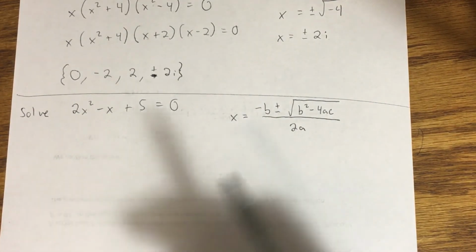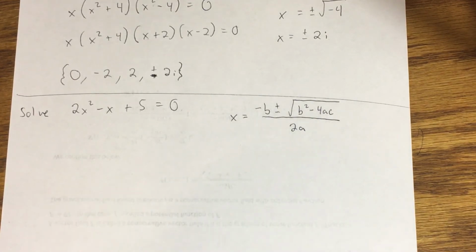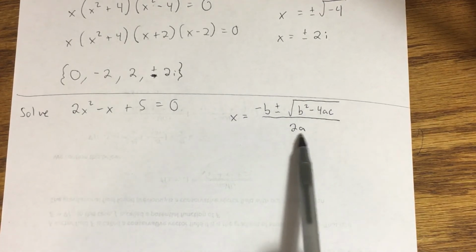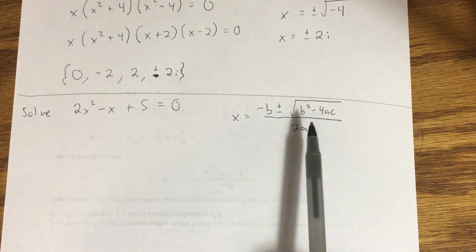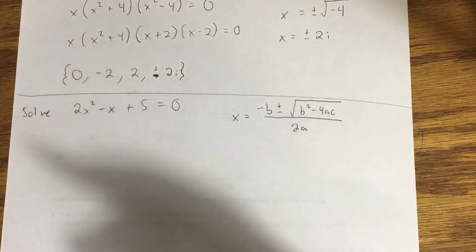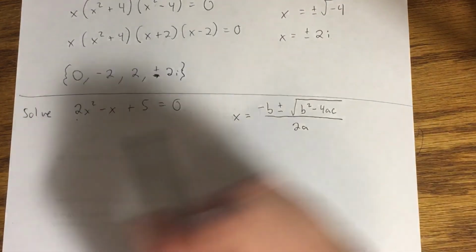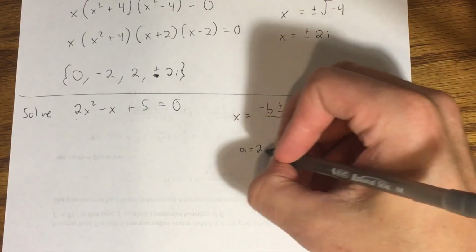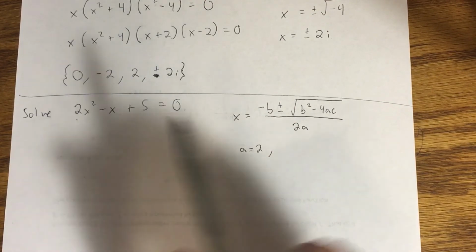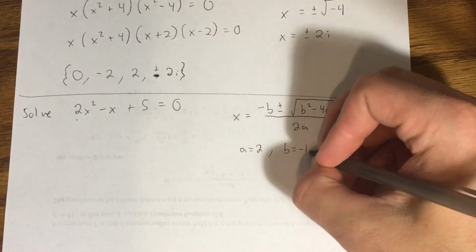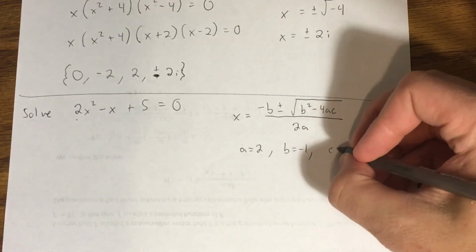But I know a lot of people remember this to the tune of a song or a poem or something like that. And you can look those up on YouTube if you want to find a good mnemonic device for remembering this. But this is what I'm going to use. So what are a, b, and c in this case? a is my leading coefficient, so a is 2. b is the coefficient on my x term, which would be a negative 1. And c is my constant term, c equals 5.